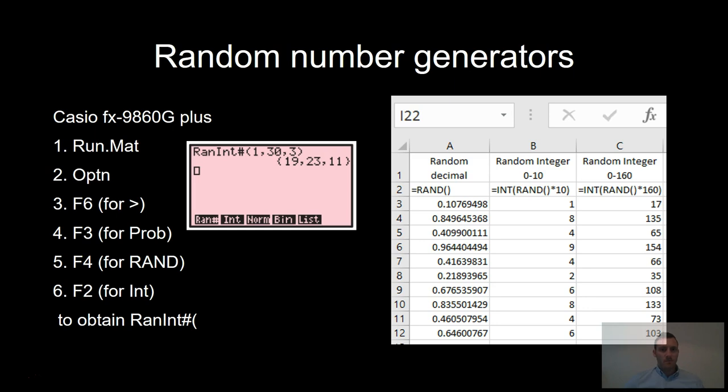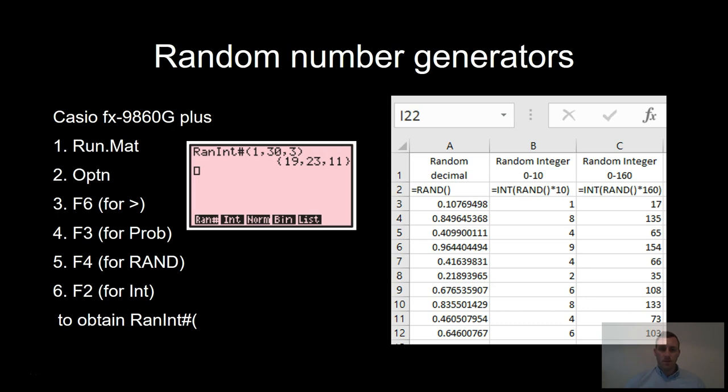It has similar functionality. So you can either use equals rand, and I've shown you 10 examples here where it just produces decimal points, similar to the calculator did in the previous example. You can modify that slightly to turn it into an integer between 0 and 10 by timesing by 10 and putting the integer function in front of the random number generator. That looks very similar to the one we looked at on the last slide. And now again, if we times it by 160, we're going to get random numbers generated between 0 and 160.